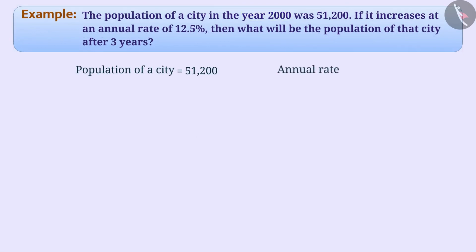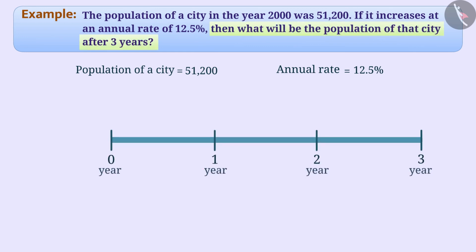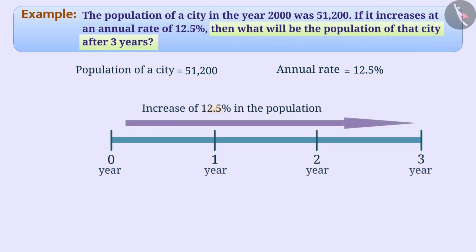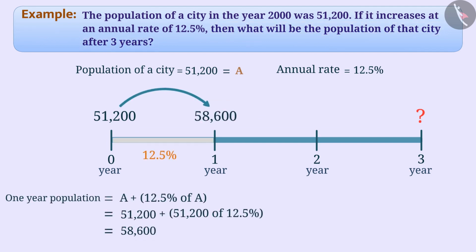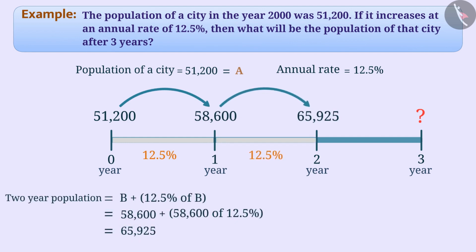If it increases at an annual rate of 12.5%, then what will be the population of that city after 3 years? Every year, there is an increase of 12.5% in the population. Let's understand its meaning. If we consider the population of 2000 as A, then after 1 year, it will be A plus 12.5% of A. This new population will again increase by 12.5%.